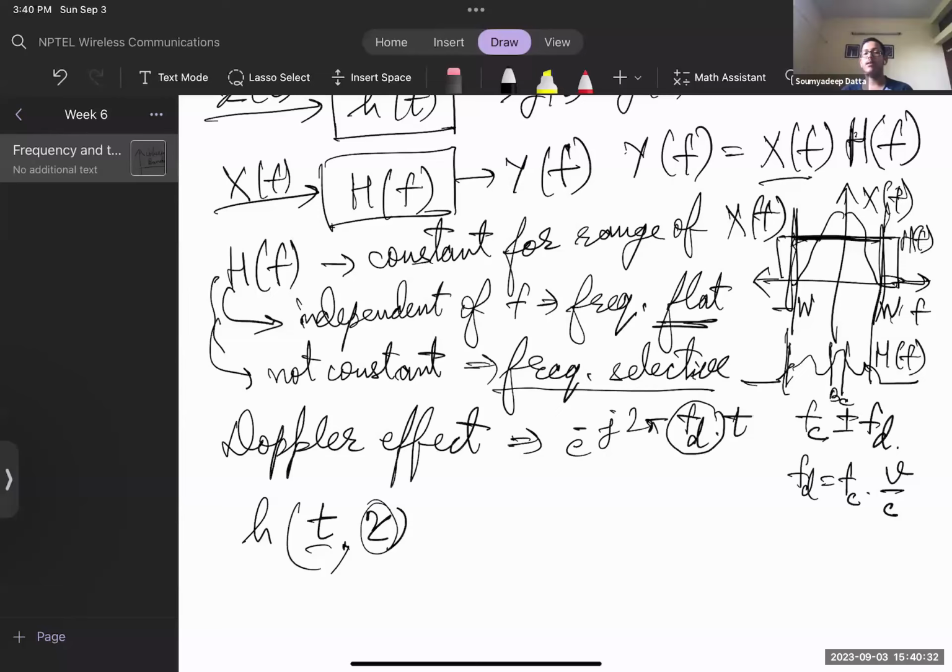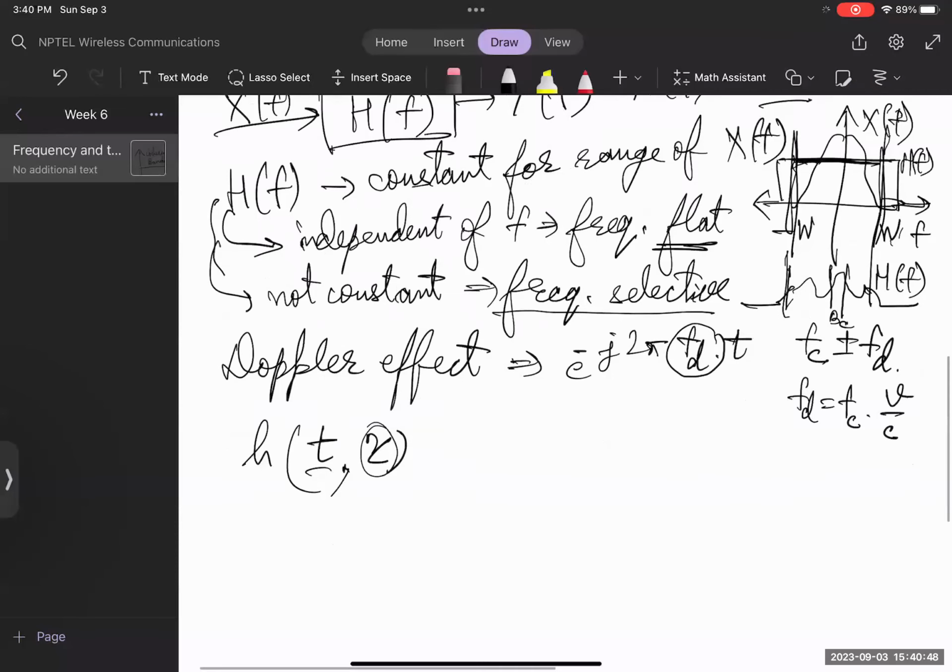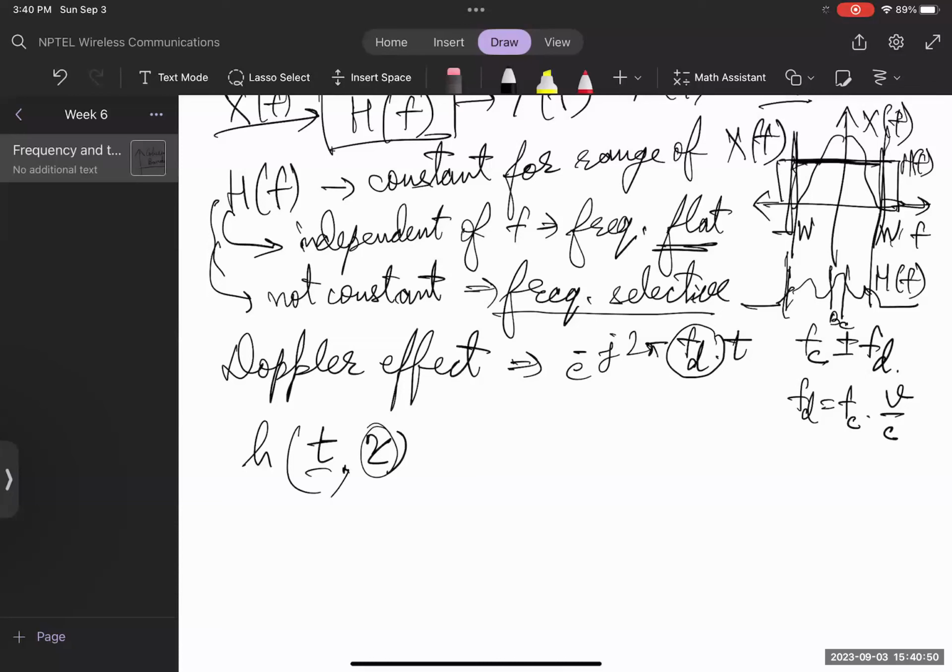So coherence bandwidth is essentially you are trying to find out till what extent your channel is not fluctuating in the frequency domain. For how much frequencies is the channel not fluctuating, from F1 to F2? If the channel is not fluctuating, that means F2 minus F1 will be the coherence bandwidth.